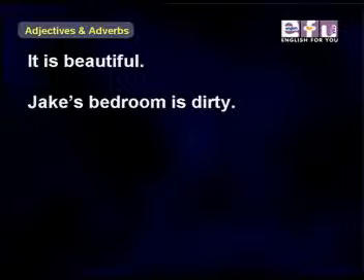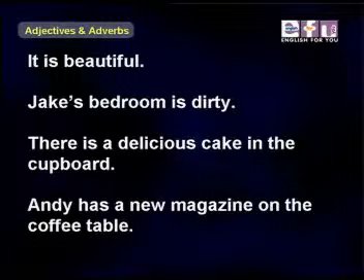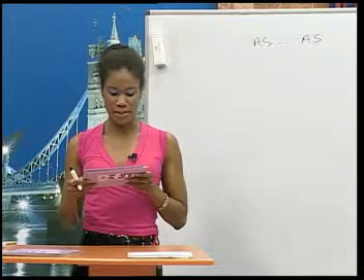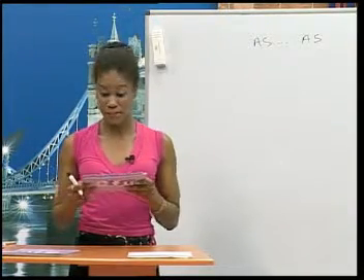It is beautiful. Next, Jake's bedroom is dirty. Next example. There is a delicious cake in the cupboard. Next, Andy has a new magazine on the coffee table. So you can see beautiful, dirty, delicious, and new are adjectives.